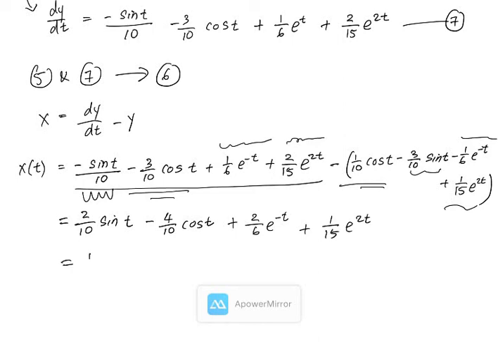So I simplify, I can get 1 over 5 sin t minus 2 over 5 cos t plus 1 over 3 e to the negative t plus 1 over 15 e to the 2t. Okay, that's all for this question.